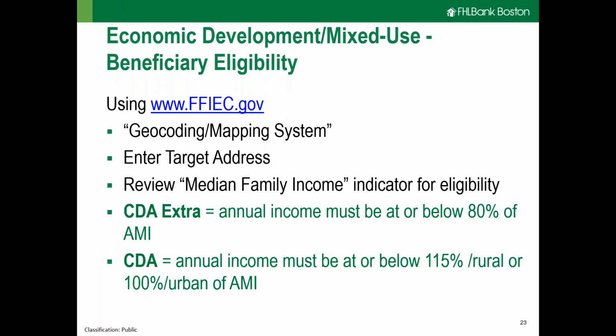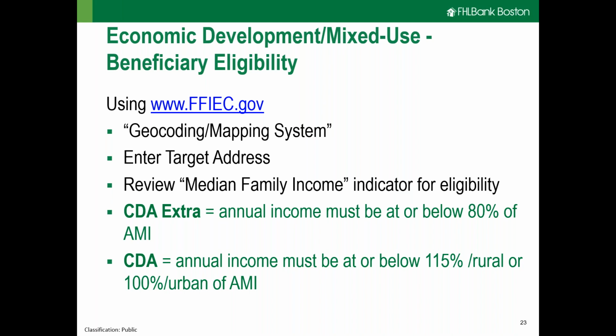In terms of income eligible beneficiaries, again, we are still using that FFIEC website, but this time we're looking to review the median income family indicator. And then we will default to that 80% in urban and rural AMI percentage to establish whether or not the full-time employees for a business are eligible, or the customers or family beneficiaries would qualify for each of the respective programs.